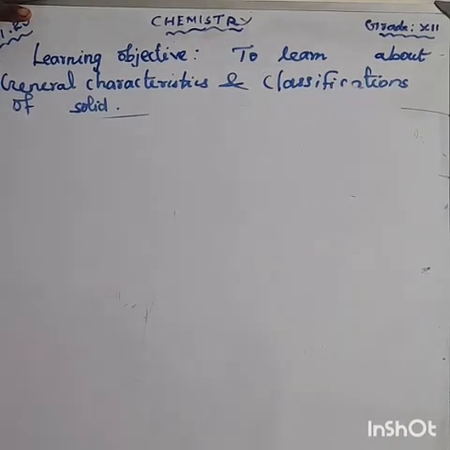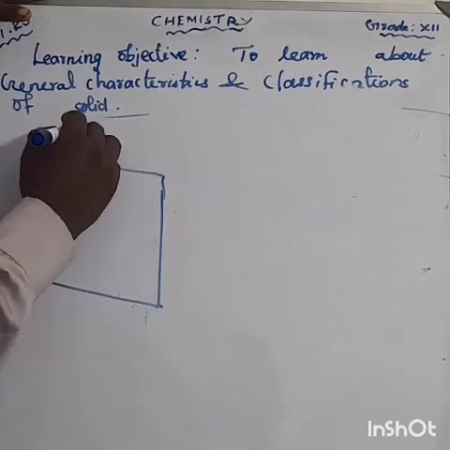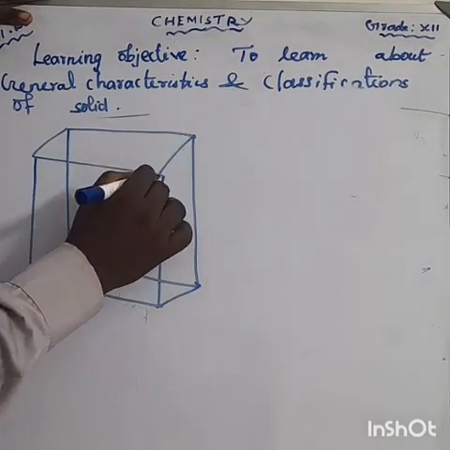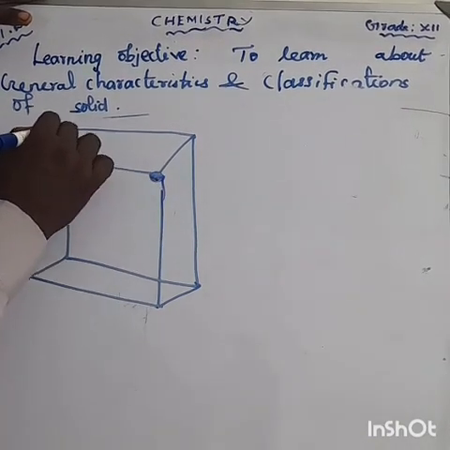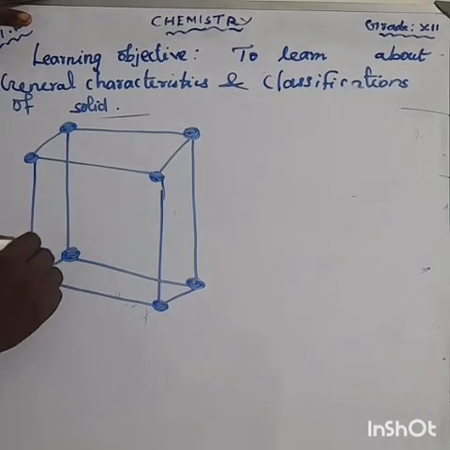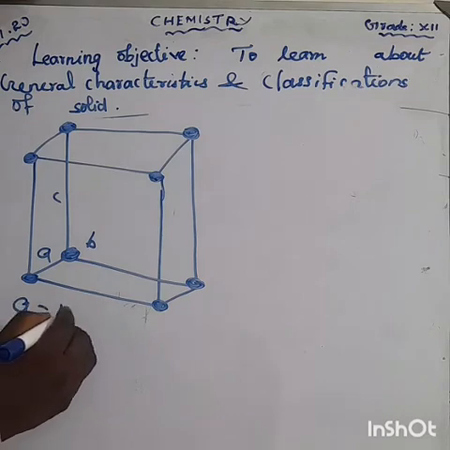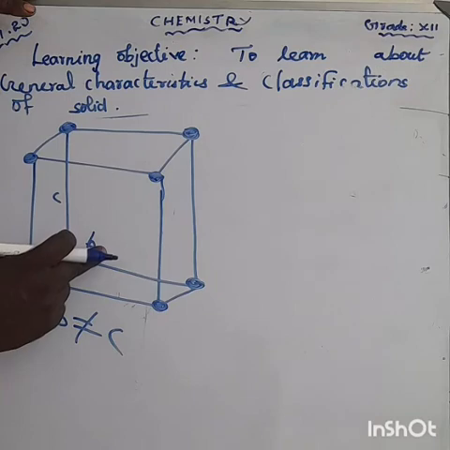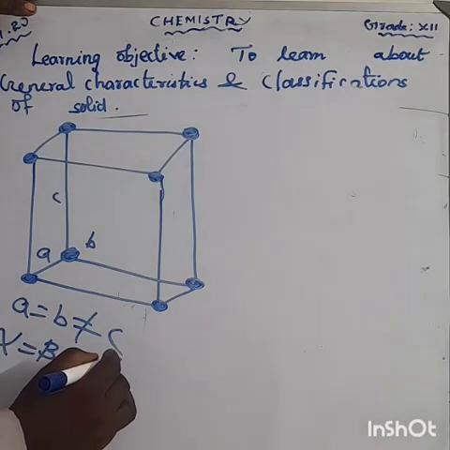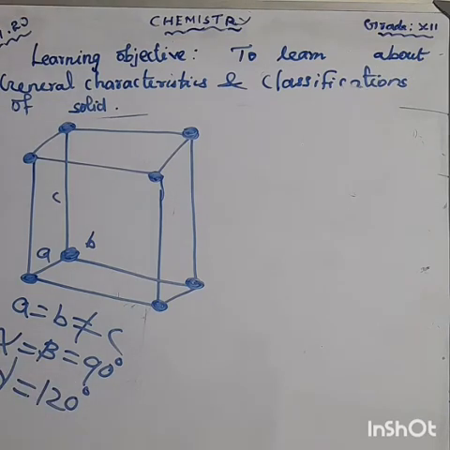Next is hexagonal. A, B, C. Here, A is equal to B, but B is not equal to C. Alpha is equal to beta, that is 90 degrees. But in the case of gamma, gamma is 120 degrees.